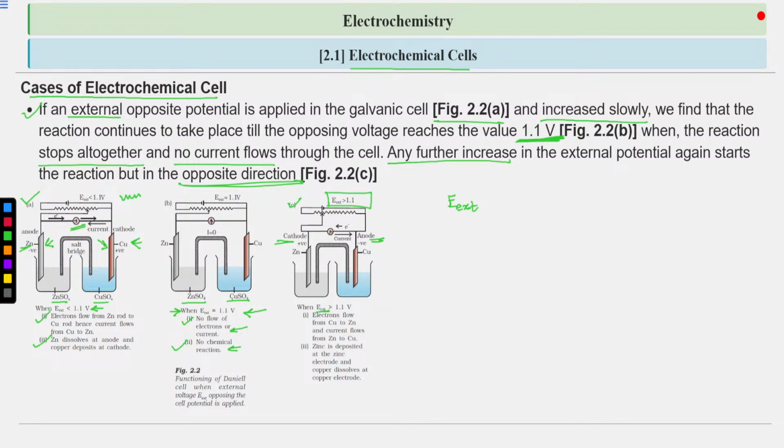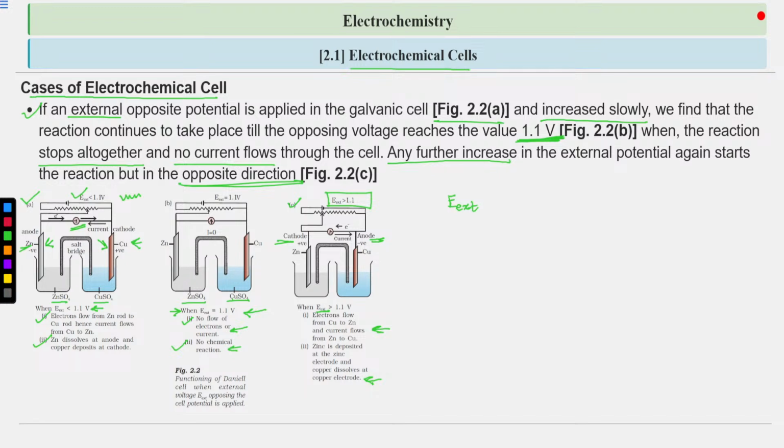Okay, so electrons flow from copper to zinc and current flows from zinc to copper, and zinc is deposited at the zinc electrode and copper will dissolve at the copper electrode. This dissolving and depositing process will also get reversed. So here, when the external potential is lesser than 1.1, the zinc is dissolving in the solution at the anode, but the copper starts to deposit at the cathode. Right, here when the external potential is greater than 1.1, what will happen? Zinc is deposited on the electrode, but copper dissolves at the copper electrode.